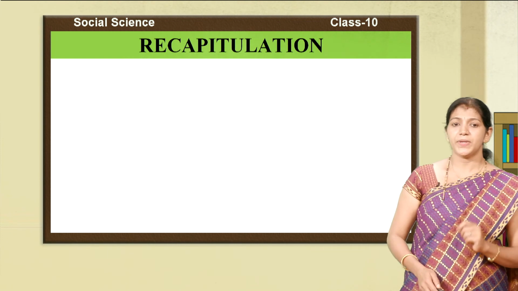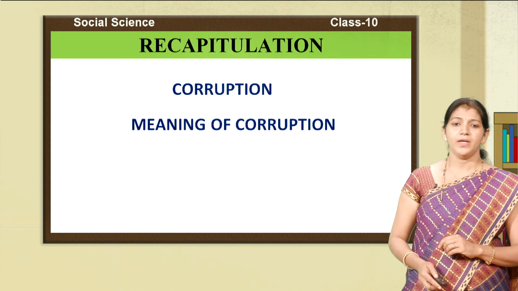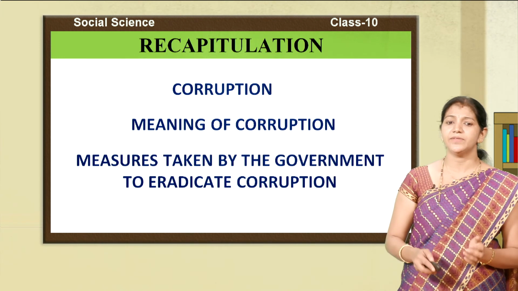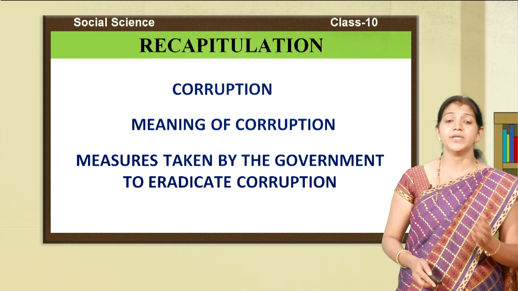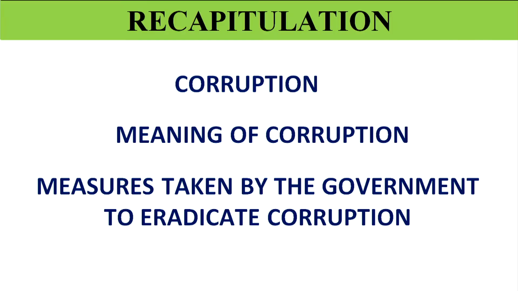Next, I explain the major problems of India, that is corruption. You understood what is the meaning of corruption and how it creates negativity in society and which are the measures taken by the government to eradicate corruption. Student, I hope you understood the meaning of corruption and what are the measures taken by government.